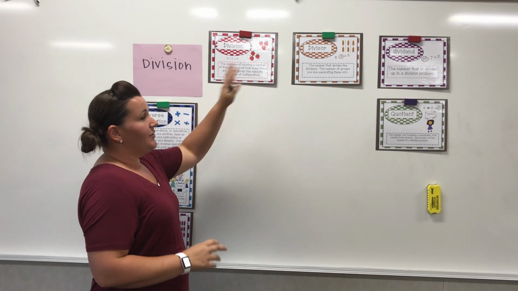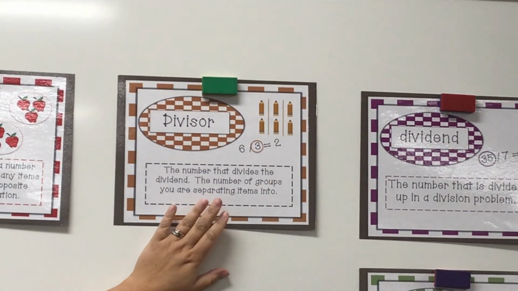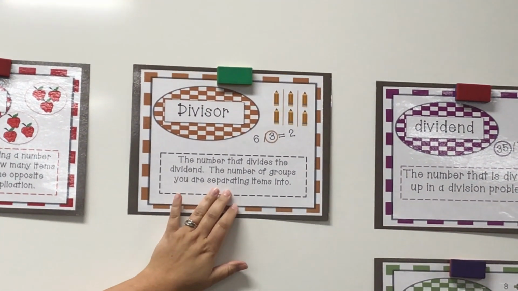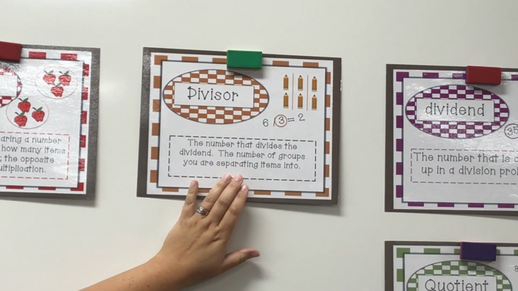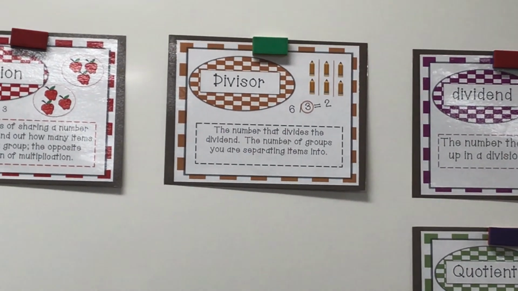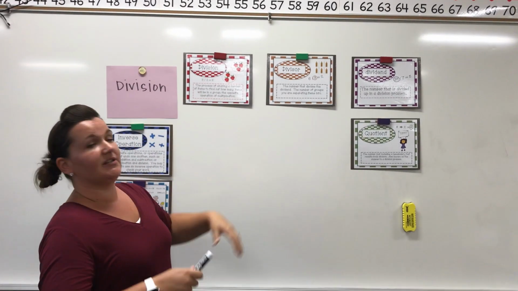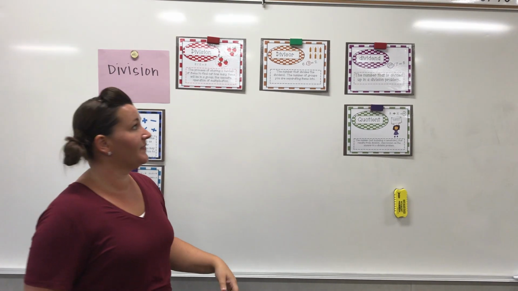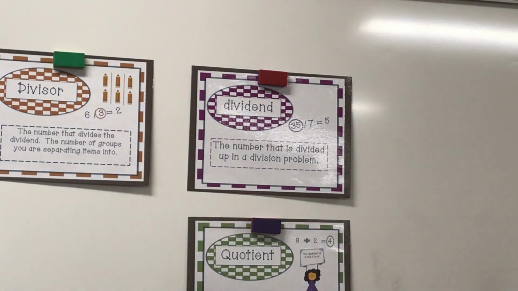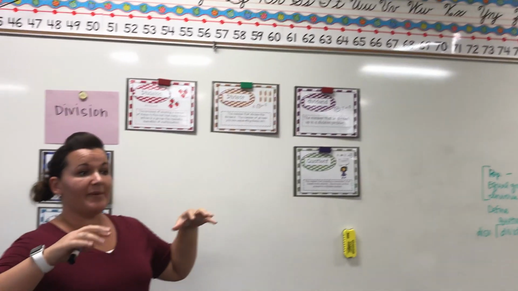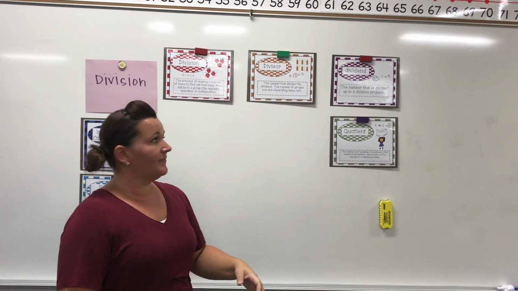Okay? So we have three parts to our division problem. We have the divisor. That is the number that divides the dividend, which I'll tell you what that is in a second. The number of groups you're separating things into. So divisor, number of groups you're using. Dividend, the number that is divided up in a division problem. So how many are you starting with?